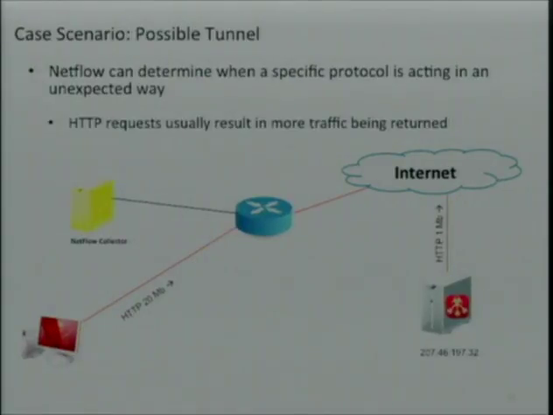NetFlow can also help you discover a possible tunnel. Think about an HTTP request. In this example, the client is sending more traffic than the host. This is contrary to how the protocol works. The client usually sends a small amount, a GET, a HEAD, a POST, to the server, and the server usually sends a larger amount of data back. This unusual activity, in this case over port 80, is likely to indicate a possible source of data exfiltration or unauthorized use.